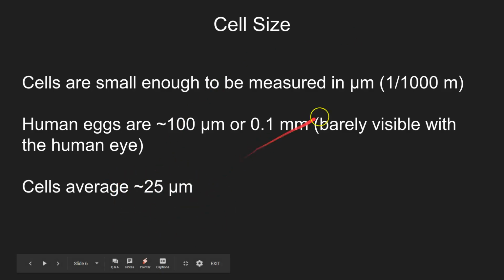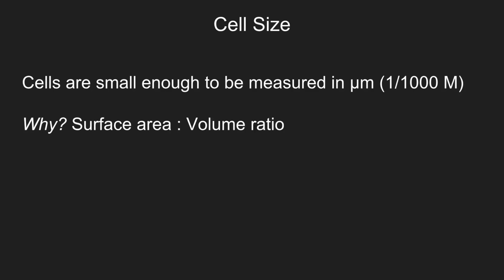There's a huge variance for what sizes cells can actually be. That's just an average, but it kind of gives you an idea. So cells average about a quarter of the size of an egg cell, if that makes sense. So cells are pretty small.